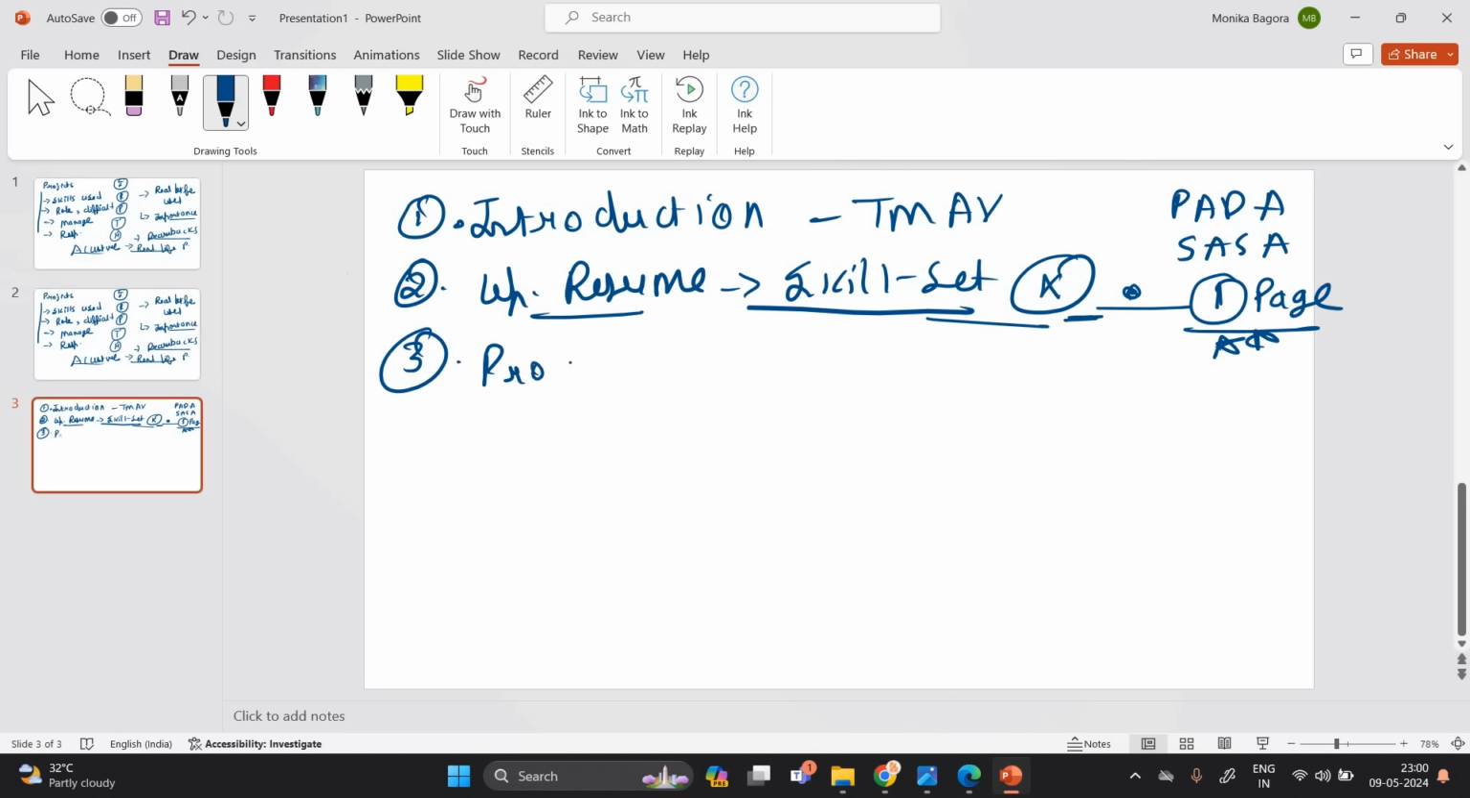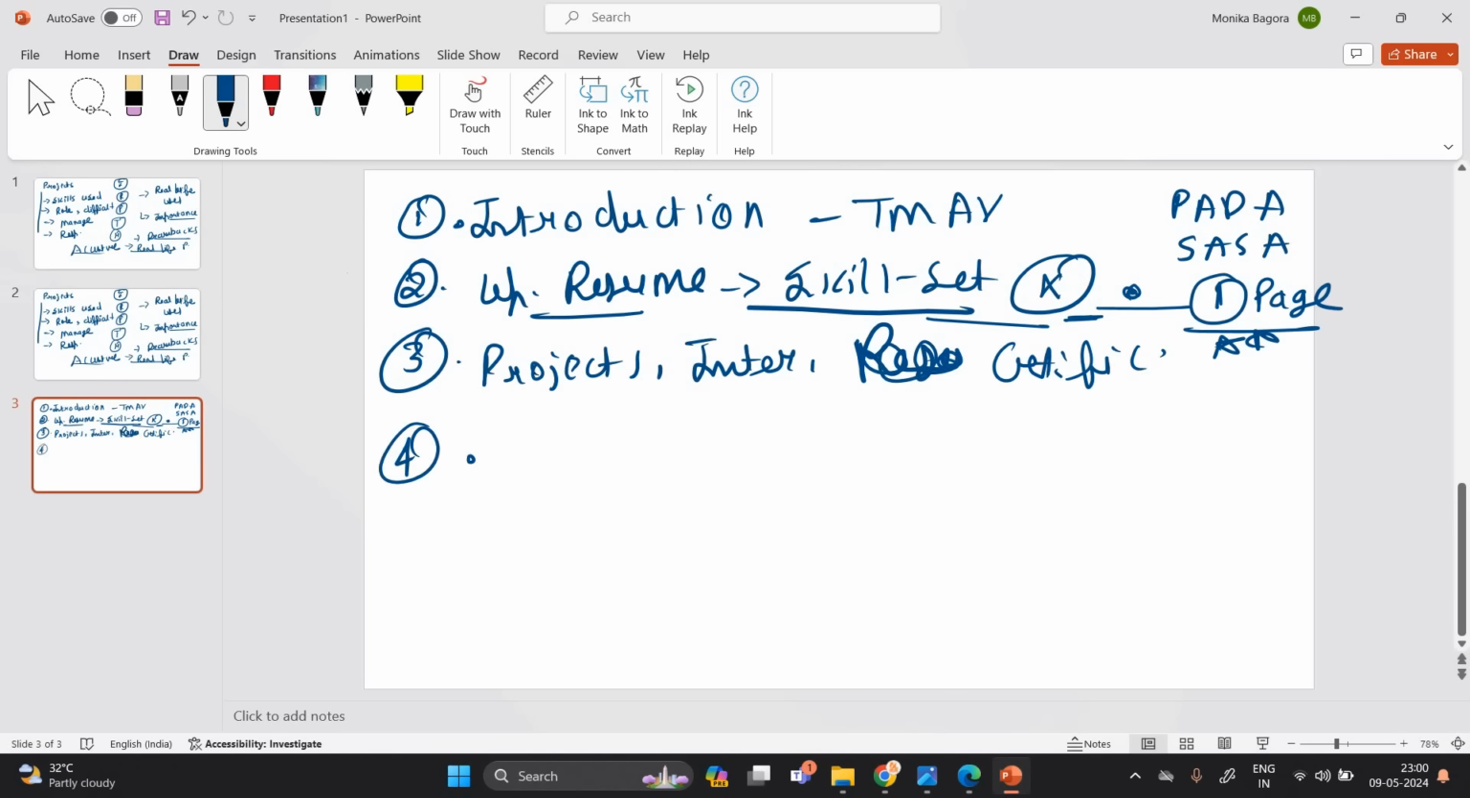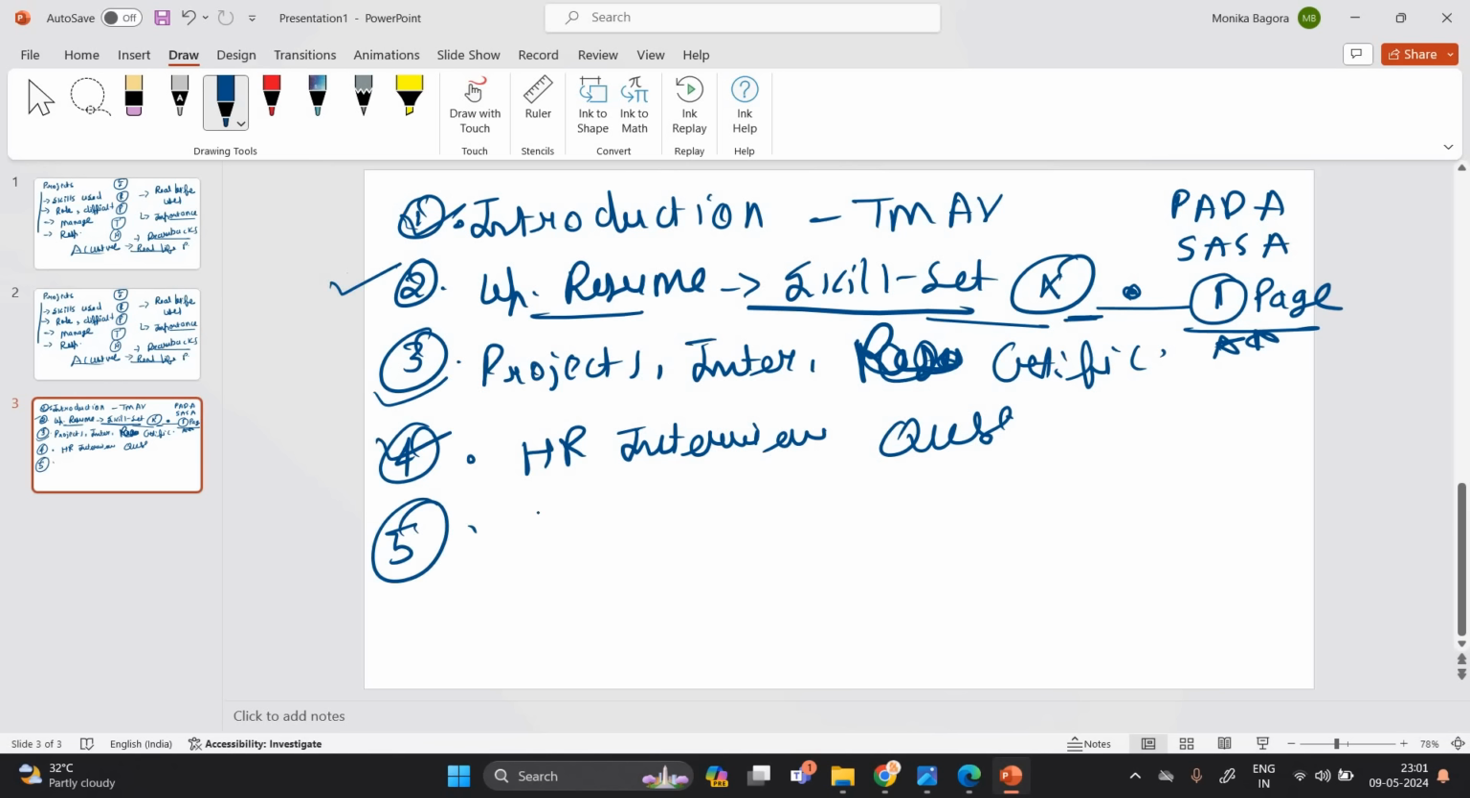Third is related to your projects, internship and certifications. Okay, certification. What is fourth point? HR interview questions. Fifth point is puzzle based questions and situation based questions.